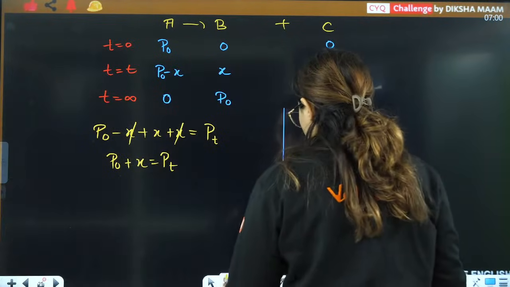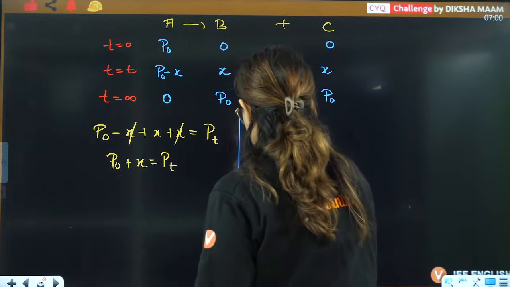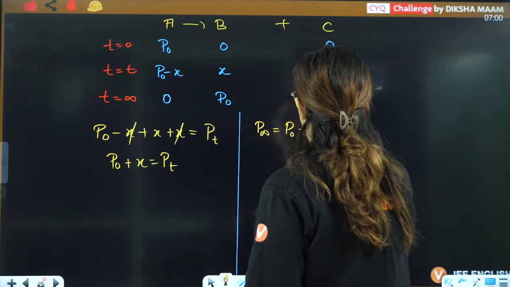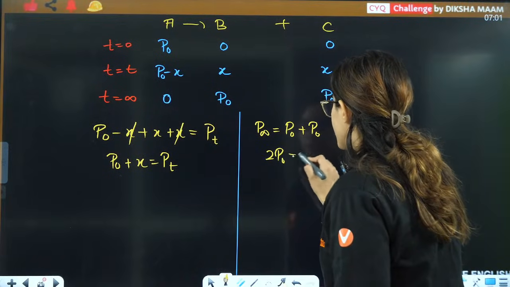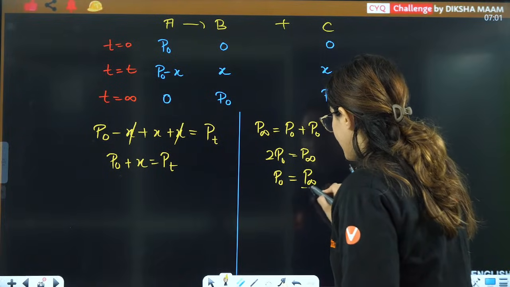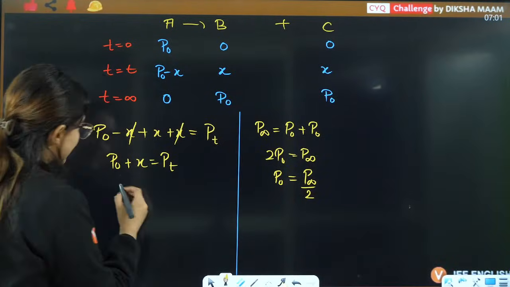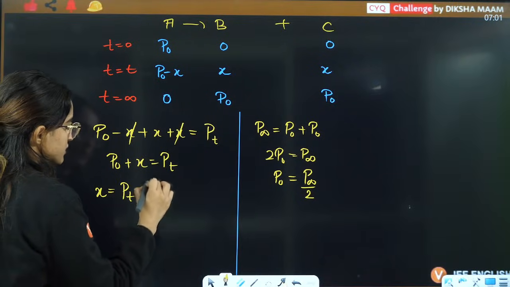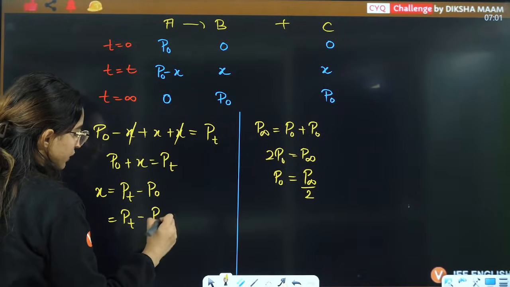Also, what is given next here? P infinity is given to be P naught plus P naught. This is P infinity. So 2 of P naught is equal to P infinity. So I can replace P naught in terms of P infinity: P naught is P infinity by 2. Here if I see what is the value of x, because x also I don't want in the question, it will be Pt minus P naught. P naught is given to be P infinity by 2.